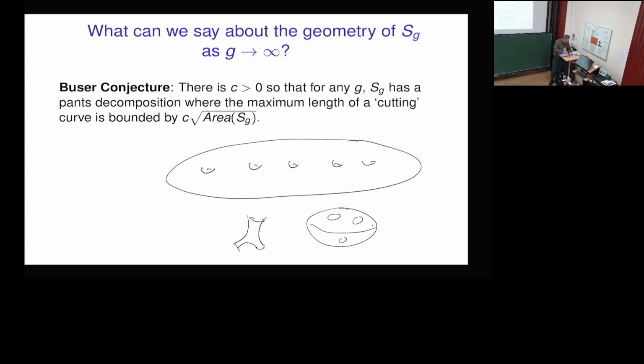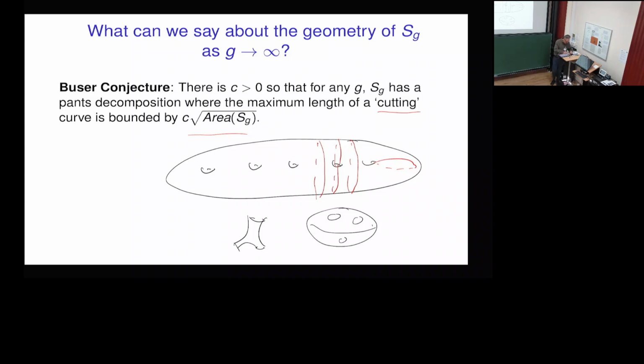Okay, and so we can always cut the surface. Well, I'm not going to draw all of them. I call these cutting curves, these curves that decompose it. It's just a maximal collection of disjoint, simple closed curves in the surface. So I take such a maximal collection and I want to minimize the maximal length. And the conjecture is that this is bounded by a constant times the square root of the area.